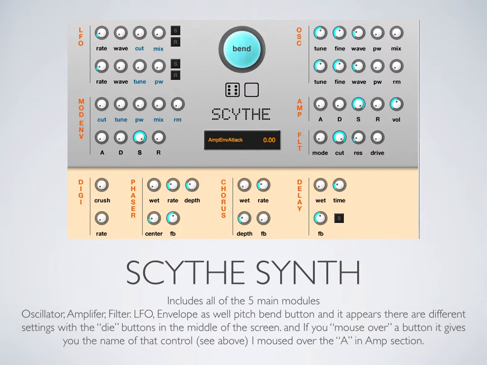In review, Scythe is my synth. It includes all the five main modules: amplifier, oscillator, filter, LFO, and envelope. It also includes a pitch bend button. Once you press this and move one of the other buttons in the modules, you can change the sound in real time. Also, if you mouse over any of the buttons, it will tell you what that button is used for in that black window in the middle. I happened to hover over the A under amp, and it was the amp envelope attack.